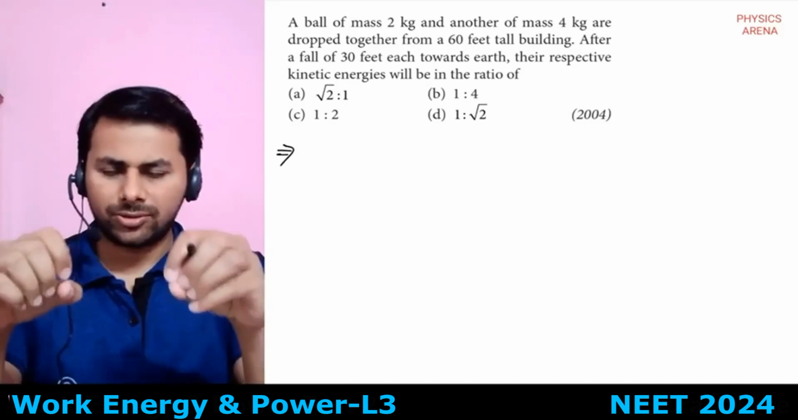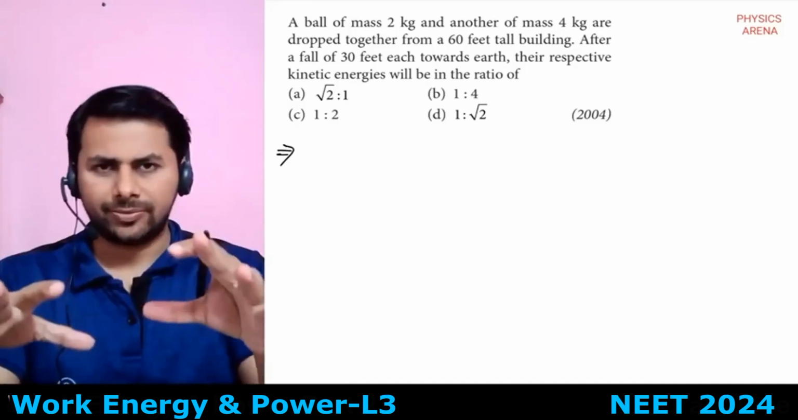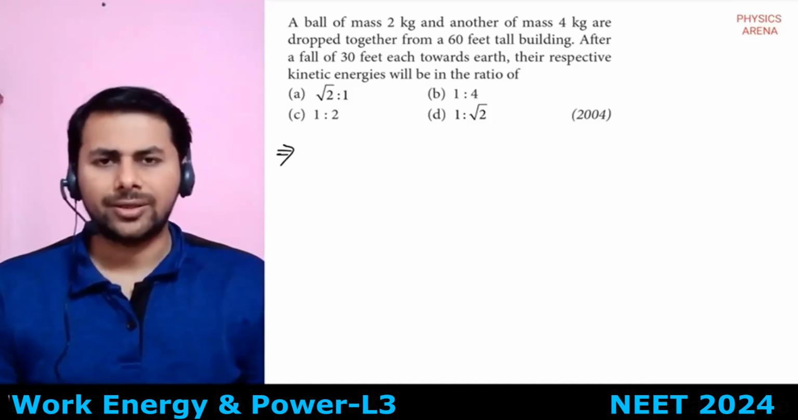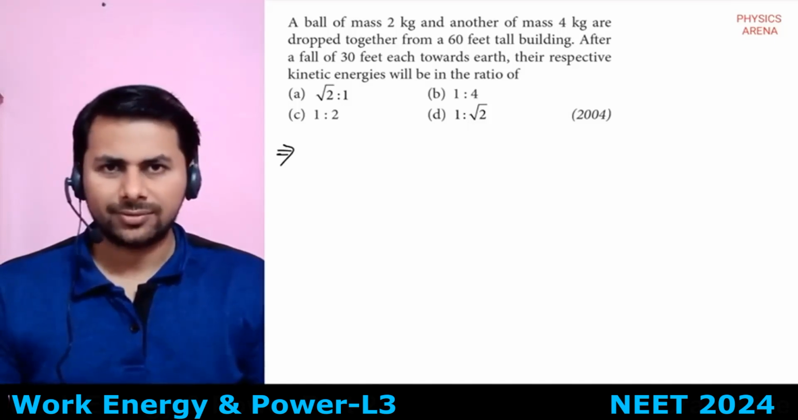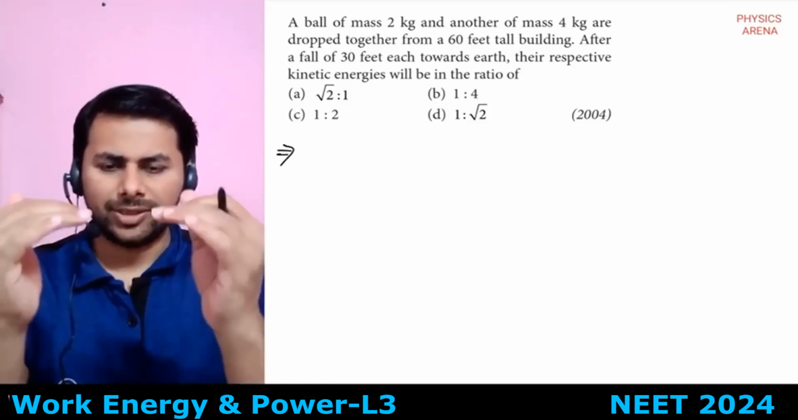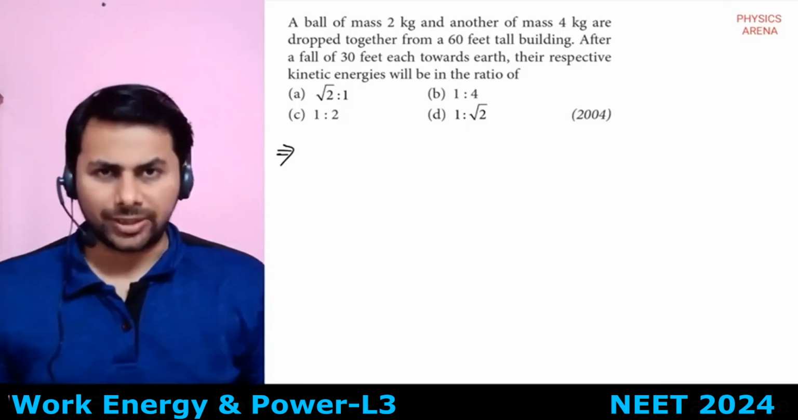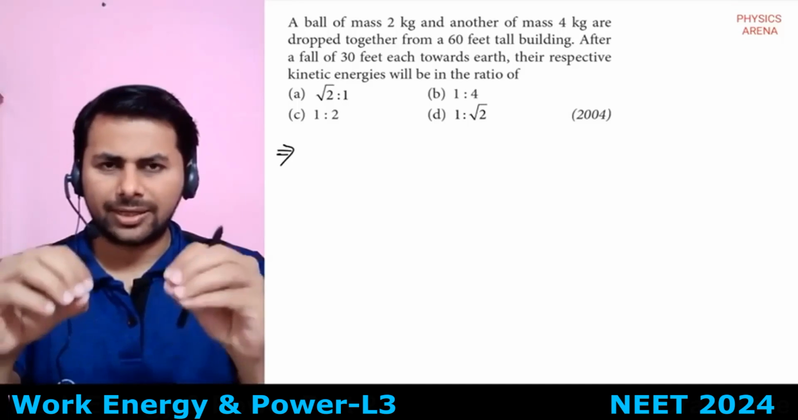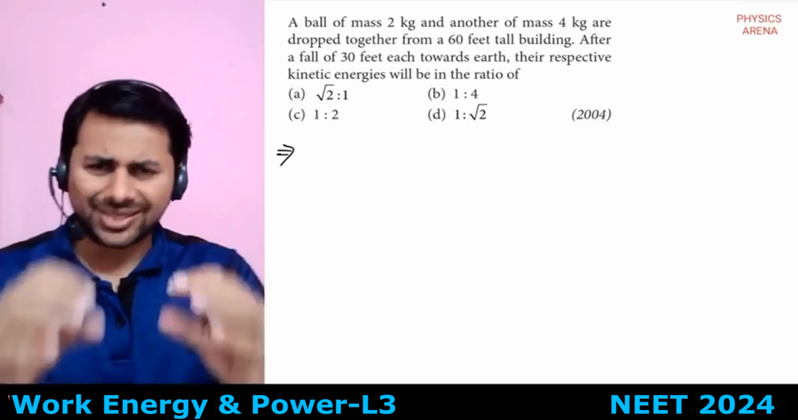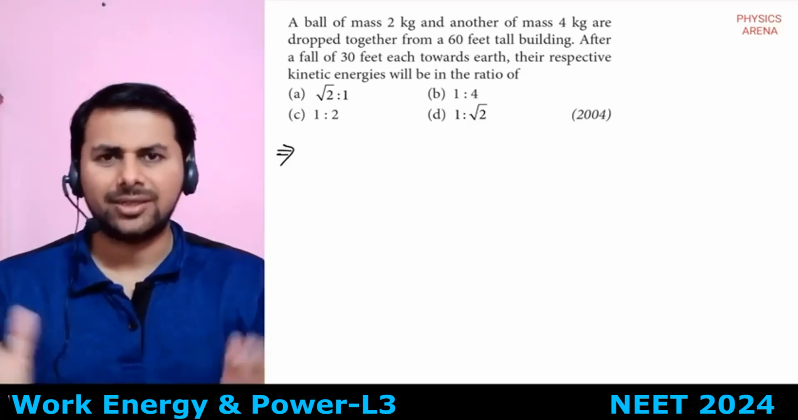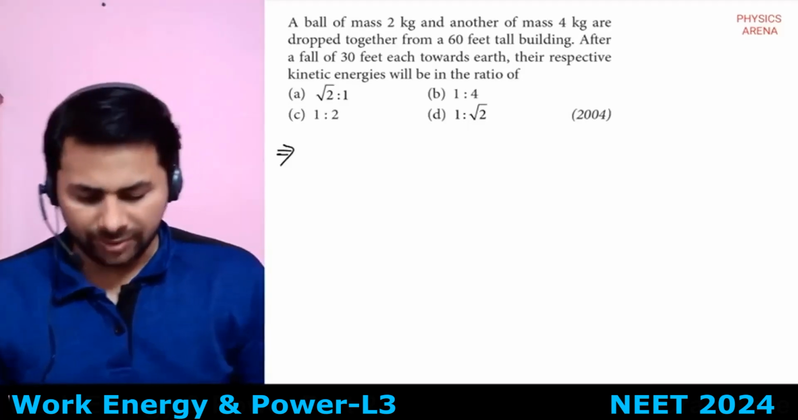See, if you drop two objects from some height, then we know that they will fall on earth with the same velocity. That means when they are falling with the same velocity at each and every point, if they are dropped at the same point at the same time, then after some time or after some distance, you can say their velocity will be equal.